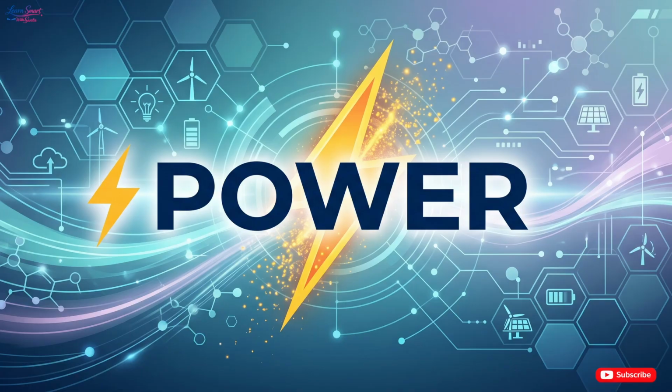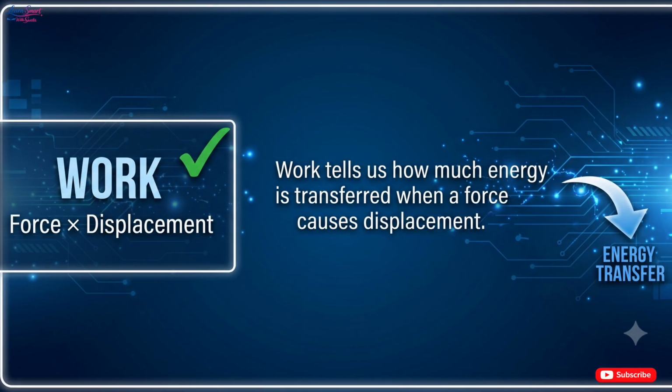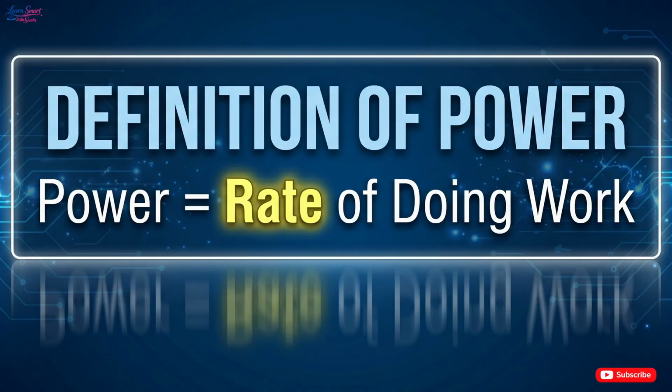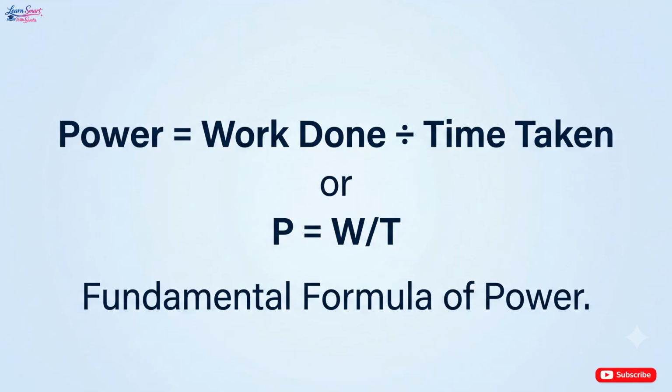We already know what work is. Work tells us how much energy is transferred when a force causes displacement. But work alone does not tell us how quickly the work is done. And that brings us to the concept of power. Power is defined as the rate of doing work. In simple words, power tells us how fast or how quickly work is done.